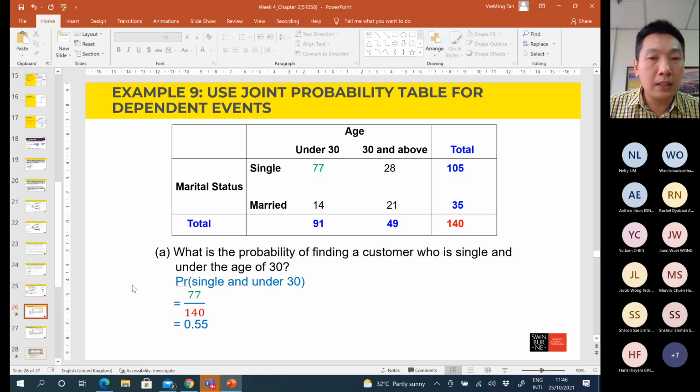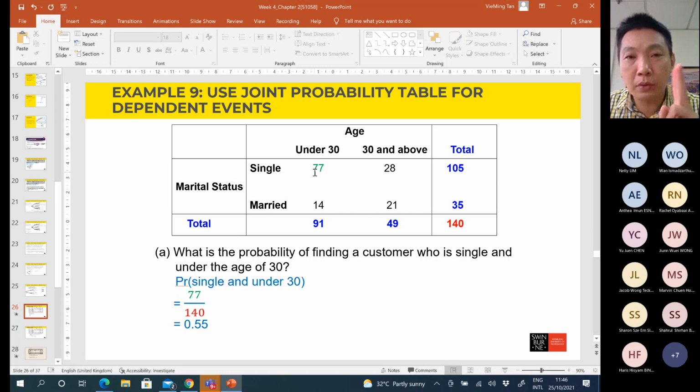As we know, the probability value is always in two layers, right? The denominator here refers to the total number of customers involved in the survey. So altogether 140, and you substitute 140 as the NS. Now NA, we don't know, right? NA must fulfill these two characteristics, single and under 30. So you go to the single row and the under 30 column, and the intersection value is 76.